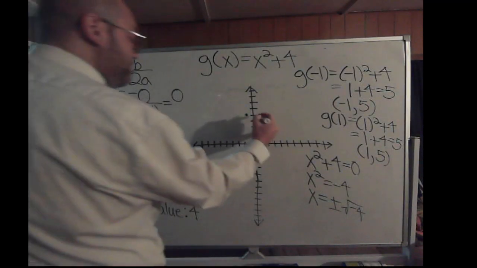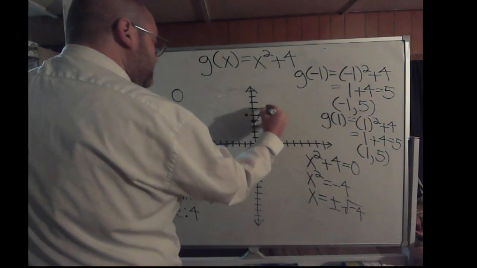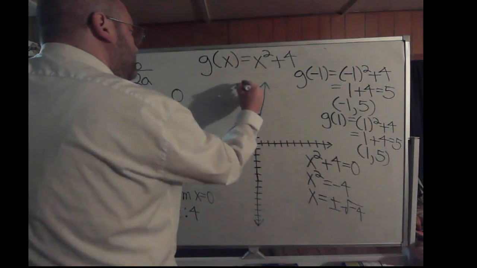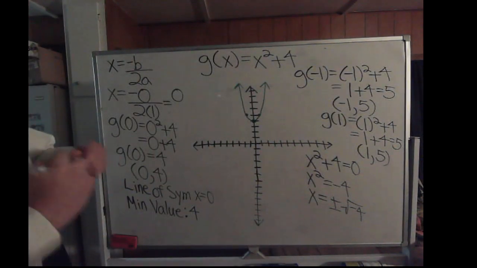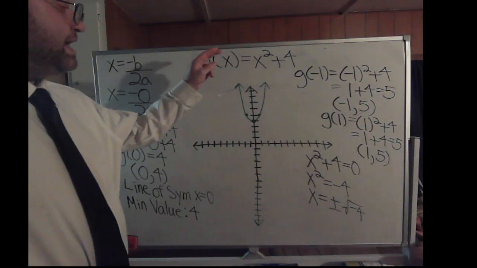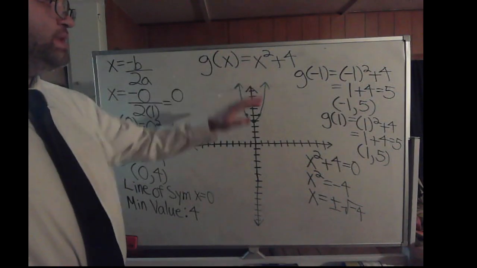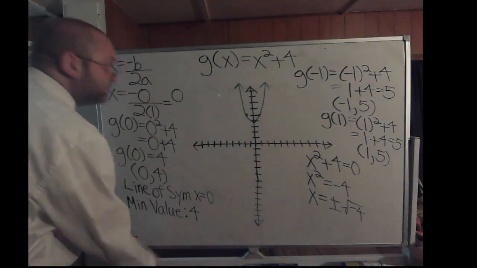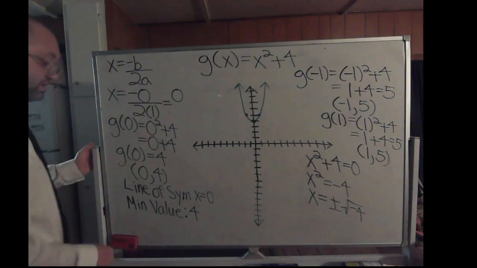Now we have our 3 points. Let's go ahead and connect it with a nice parabola. And since this has a positive coefficient, we can see the parabola opens upward. So that is the graph of g of x equals x squared plus 4.